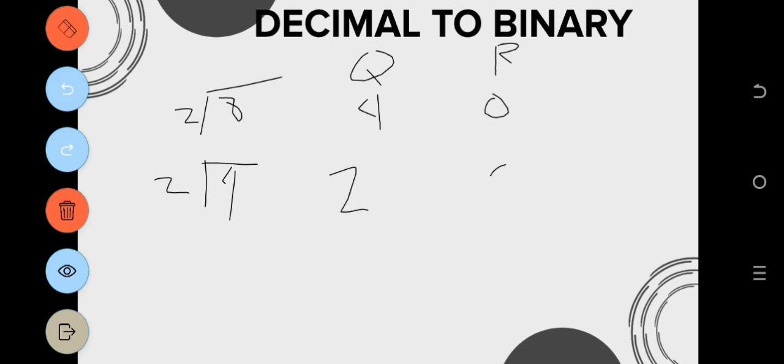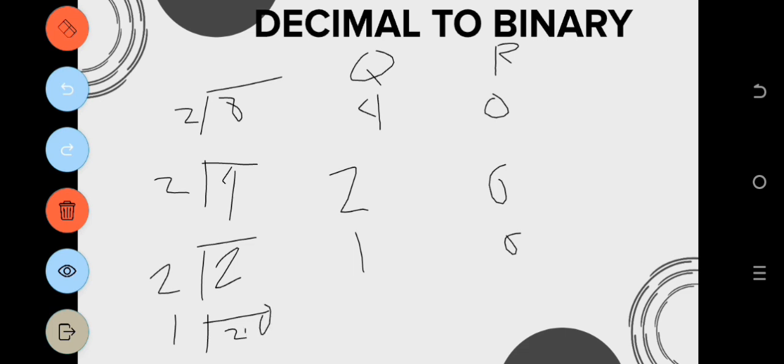2, 0. Next is 2 divided by 2, 1, 2, 0. The quotient is 1 and the remainder is 0. 1, 0. And last 1 divided by 2. So it's not possible because we're just gonna put a point here.